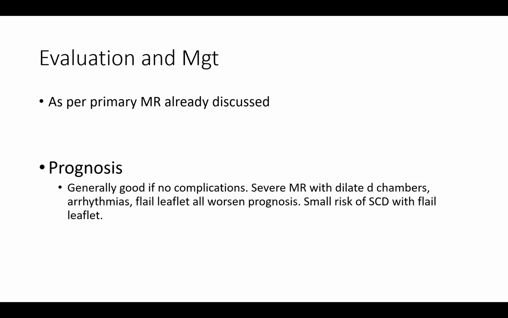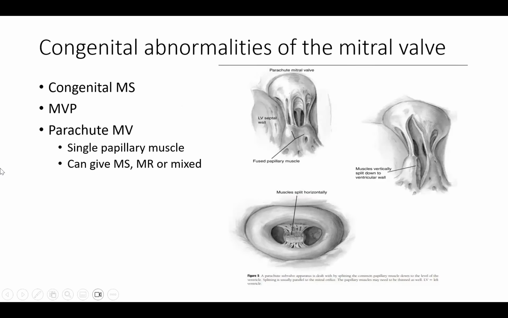But if they have severe MR with dilated chambers, then they could present and have all of those risk factors as such. And when flail leaflet develops, they have a small risk of sudden cardiac death. So these are just some other congenital anomalies of the mitral valve. We could have a congenital MS, mitral valve prolapse, which is already treated, and parachute mitral valve, which has a single fused papillary muscle. So the mitral valve leaflet kind of looks like a parachute, and it can give MS or MR or both.